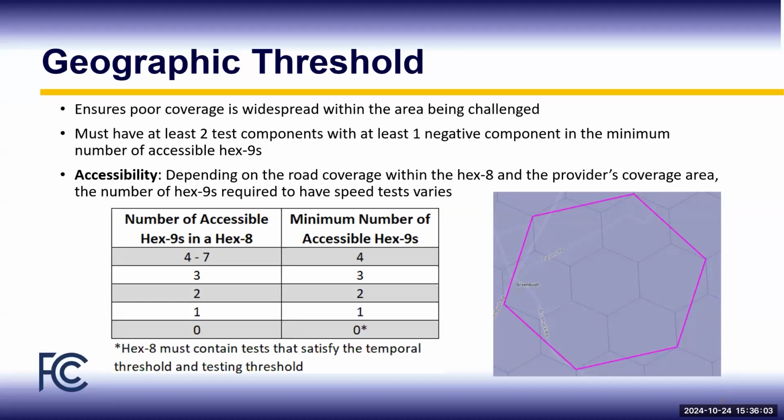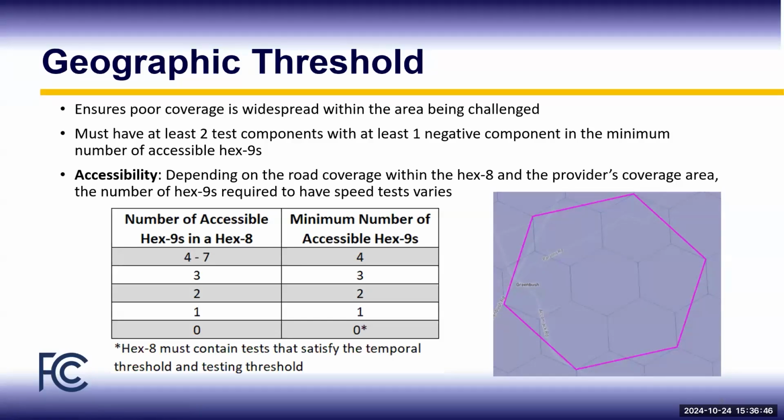Each child hex 9 of a parent hex 8 is classified as either accessible or inaccessible based on the presence of roads in the provider's claimed coverage. Specifically, a hex 9 is considered accessible if the provider claims at least 50% of the area of the hex 9 and a road is present in the hex 9. The table in this slide presents the minimum number of accessible hex 9s that need 2 total tests, at least 1 negative test result. The image on the right shows an example of a hex 8 with 4 accessible hex 9s, the 4 that have a road passing through.